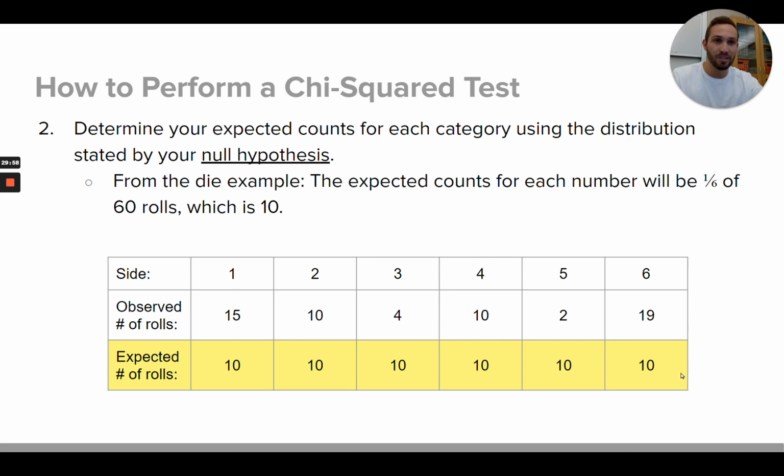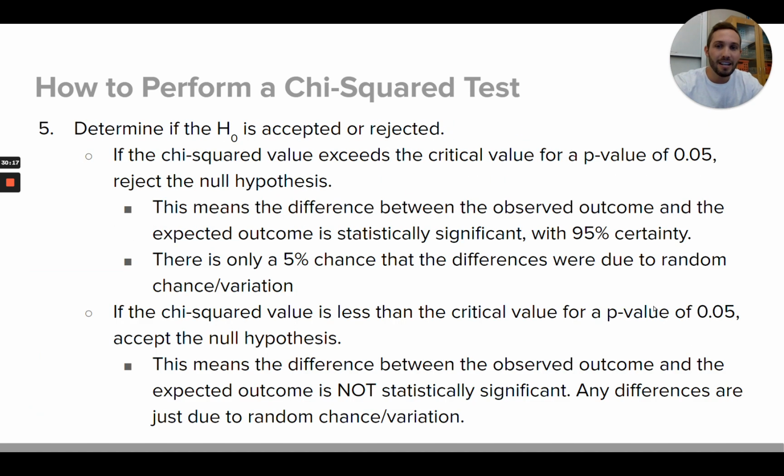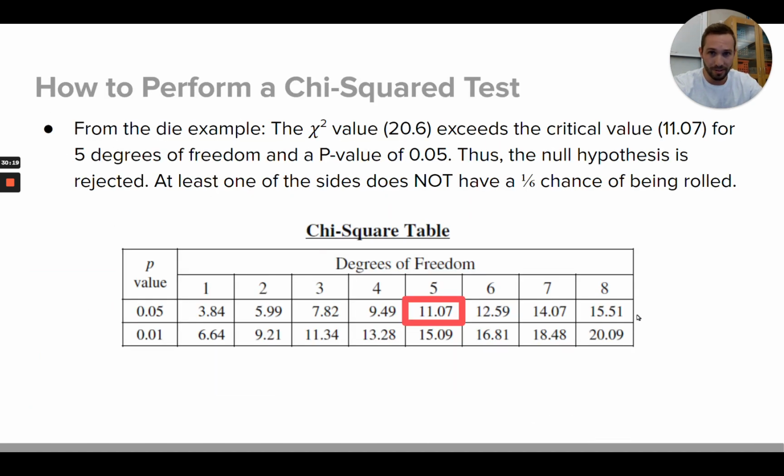What actually happened was not consistent with what was expected to happen, and this is not due to random chance. There's only a 1% chance at that point that this was due to random chance. There's a 99% chance that something weird is going on with this dice, making it behave differently than how we expected it to behave. So that's what a chi-square test is, and that's how we use it.